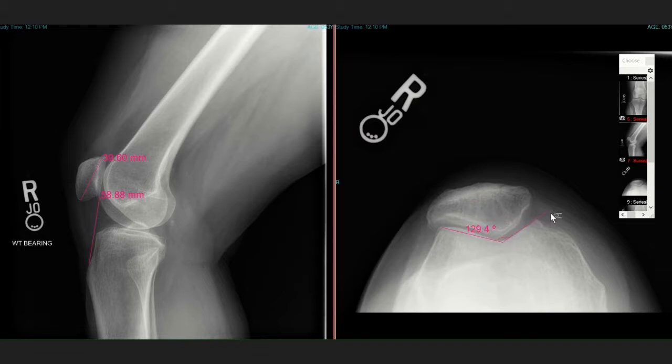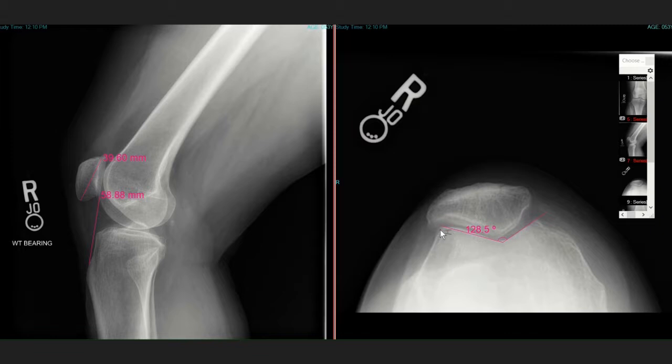Like so. And this is a measurement of approximately 128 degrees. So according to one of our references, the normal value is 132 to 144, with higher angles, more towards 180 degrees, suggestive of patellar instability.